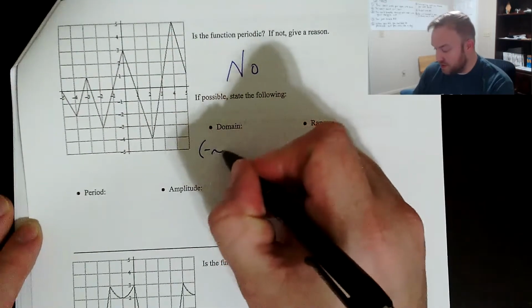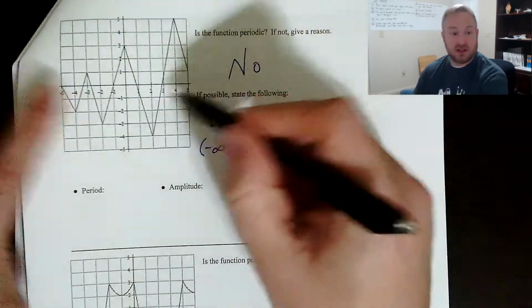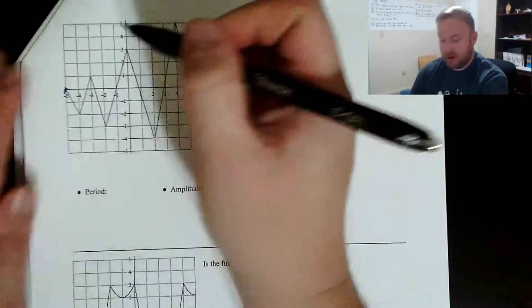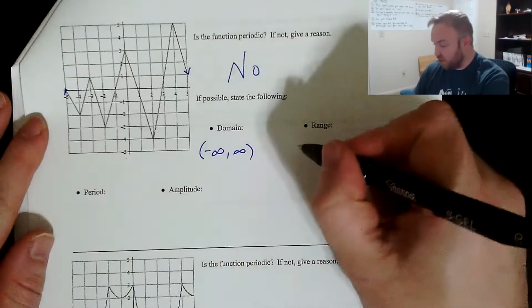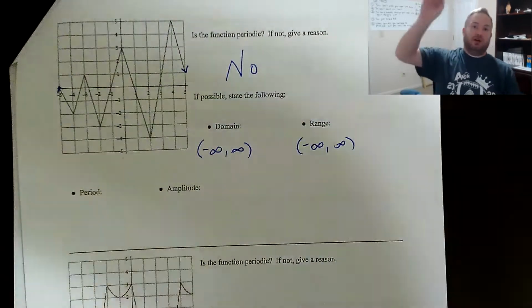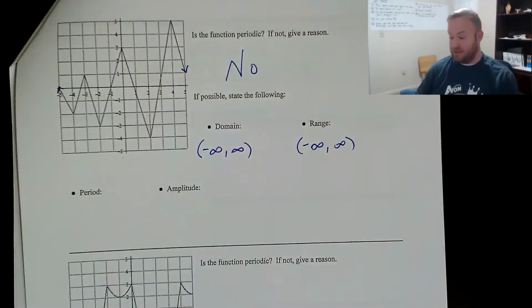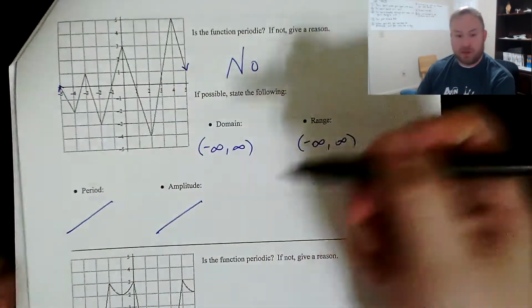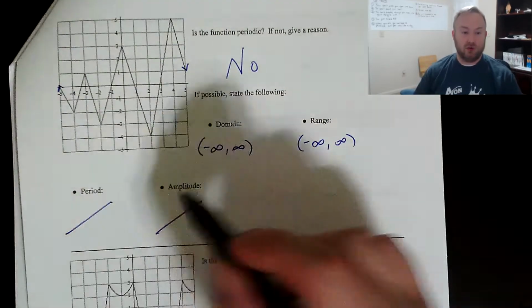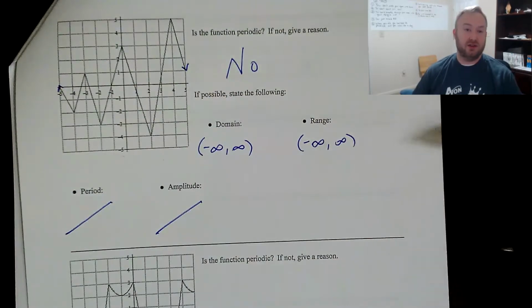The domain we can still do, it's all real numbers. This does continue on forever in both directions. Really, we should have arrows on these things, but for the range, this thing's just going to keep getting bigger and bigger and bigger and bigger, and so the range is all real numbers as well. We cannot do a period or an amplitude if the graph is not periodic, so you won't need to answer period and amplitude if it's not periodic.